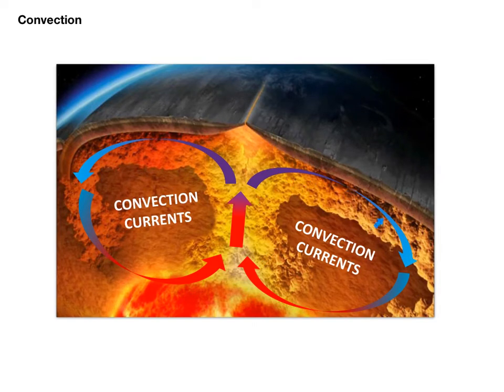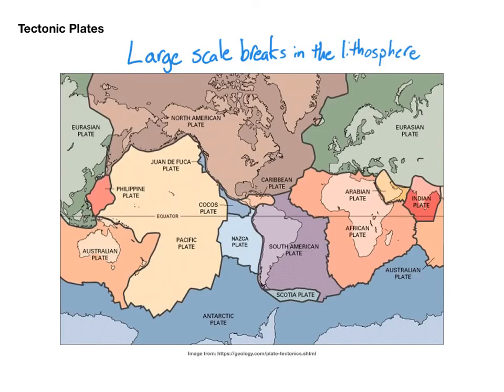So if you've got these cells of convection happening within the Earth, those will push on the slab of the lithosphere up above, and they will cause the plates to move, albeit they're moving really, really slowly, about the same speed as your fingernails grow. So we've got our tectonic plates, which are large-scale breaks in the lithosphere, so that we have these slabs of lithosphere all over the Earth. Some are huge, like the Pacific Plate or the North American Plate, and some are really, really tiny, like the Caribbean Plate there.